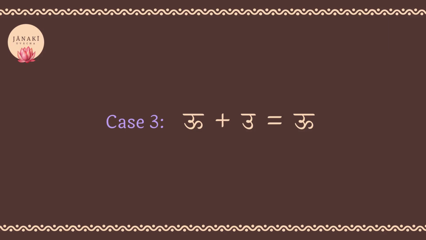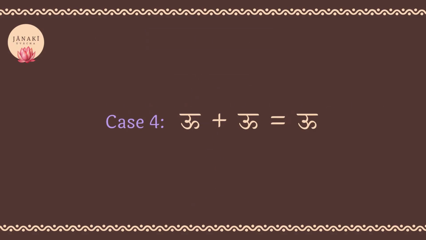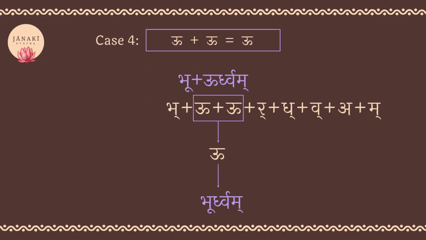Case 3. Deergha ukara and then a hrasva ukara gives us Deergha ukara. Vadhu plus utsavaha gives us vadhutsavaha. Case 4. Two Deergha ukaras give us one Deergha ukara. Bhu plus urdhvam gives bhurdhvam. So once again, all 4 combinations give us the Deergha form oo.